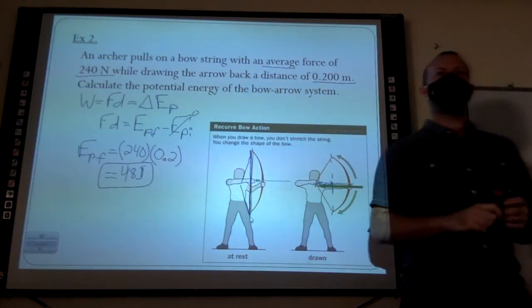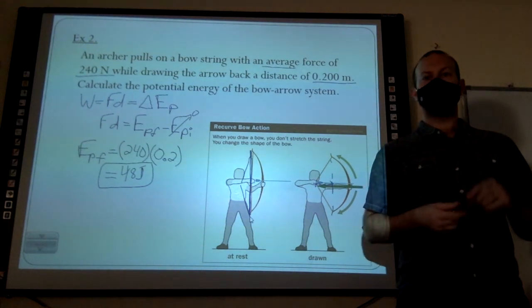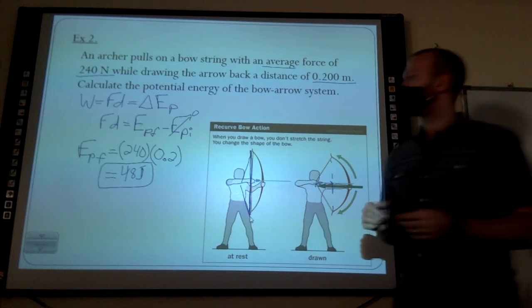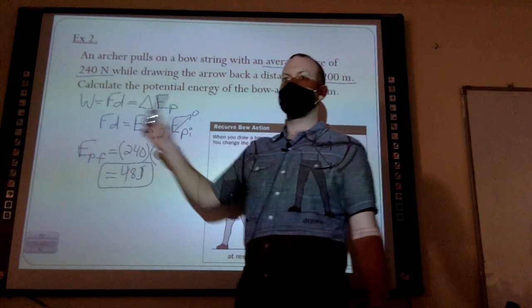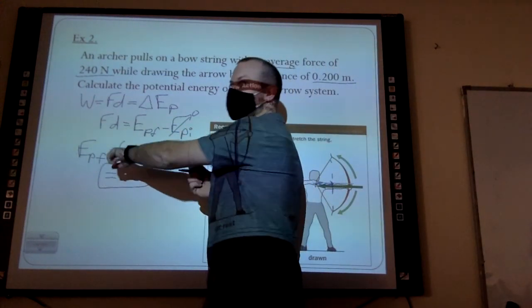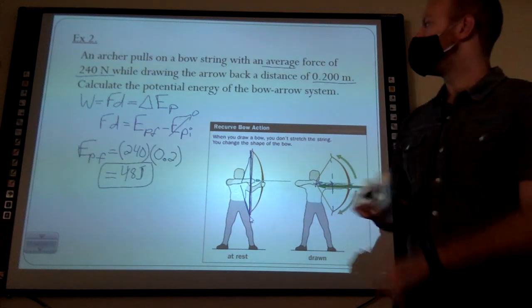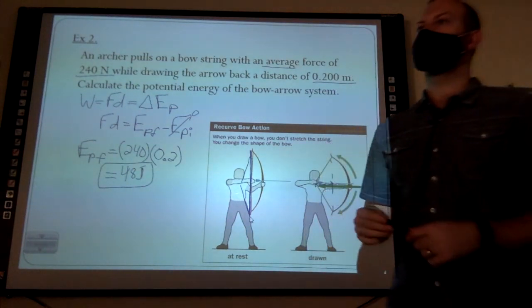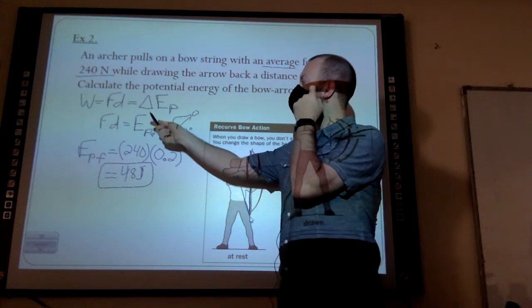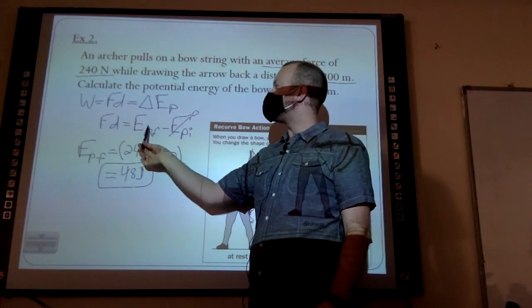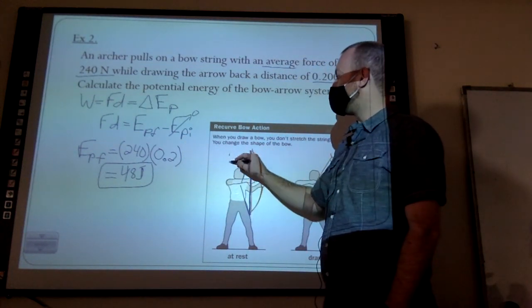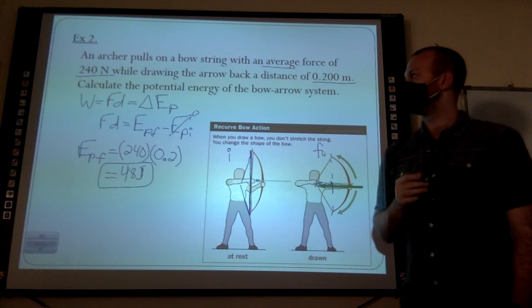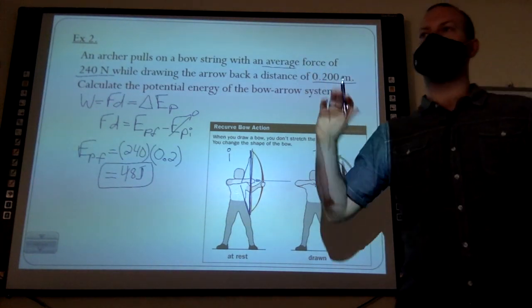Are we going to use three big equations? Yes, I did yesterday. What's the formula that you use to get the 240 times 3? Force times distance. I just switched this around because I'm solving for EPF. 240 is the force, 0.2 is the distance it's pulled back. Change in potential energy is the final potential energy minus the initial potential energy. My initial situation is I had 0, and here's my final position where I have some energy. Delta just means change in something.